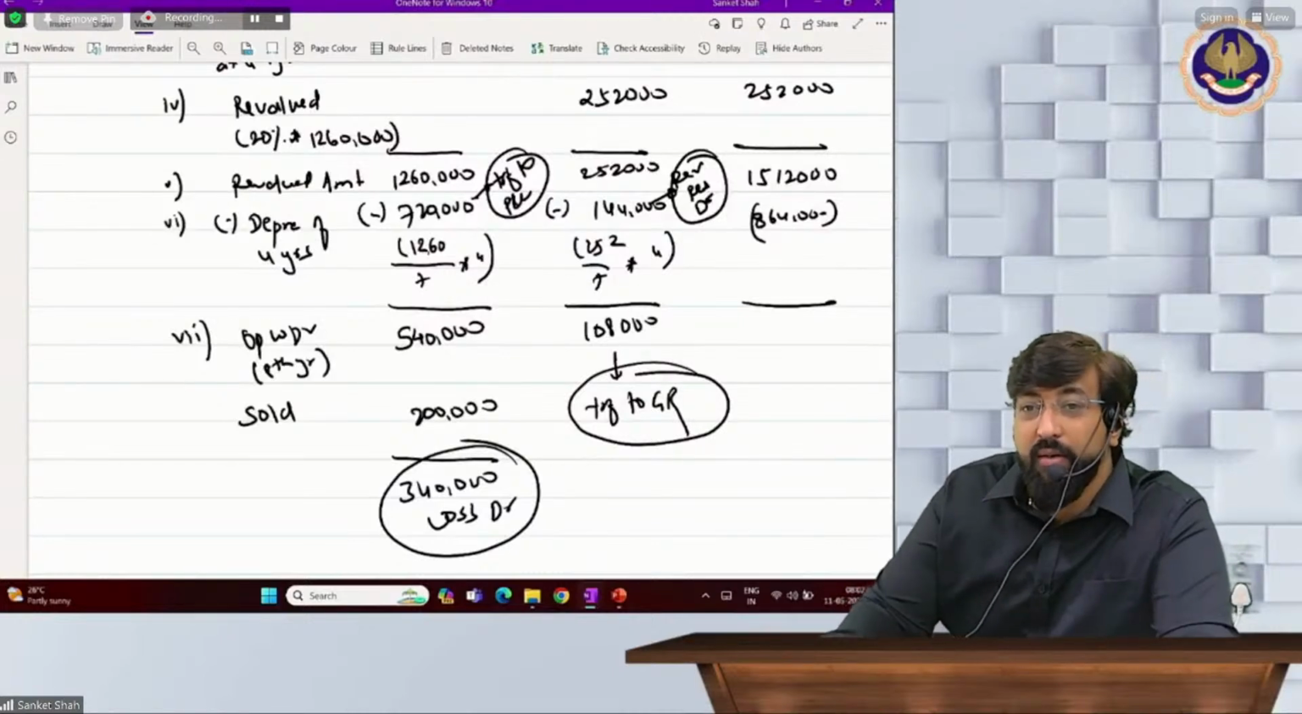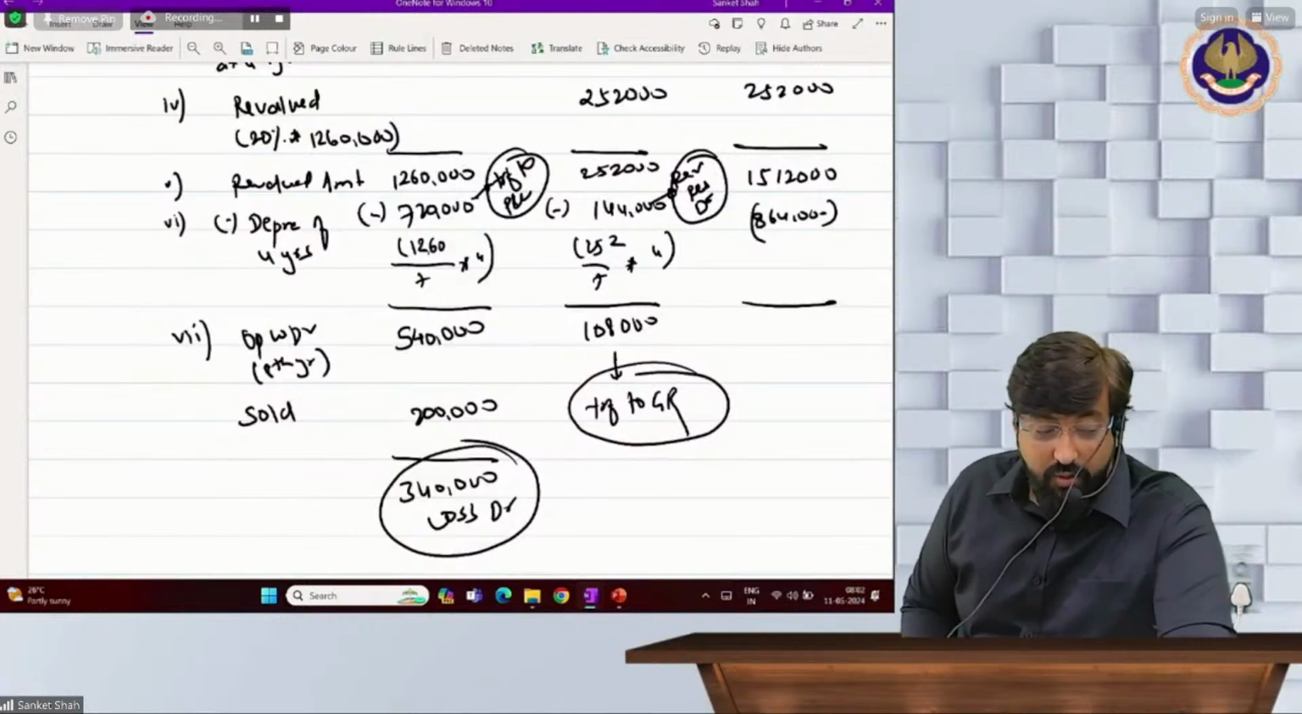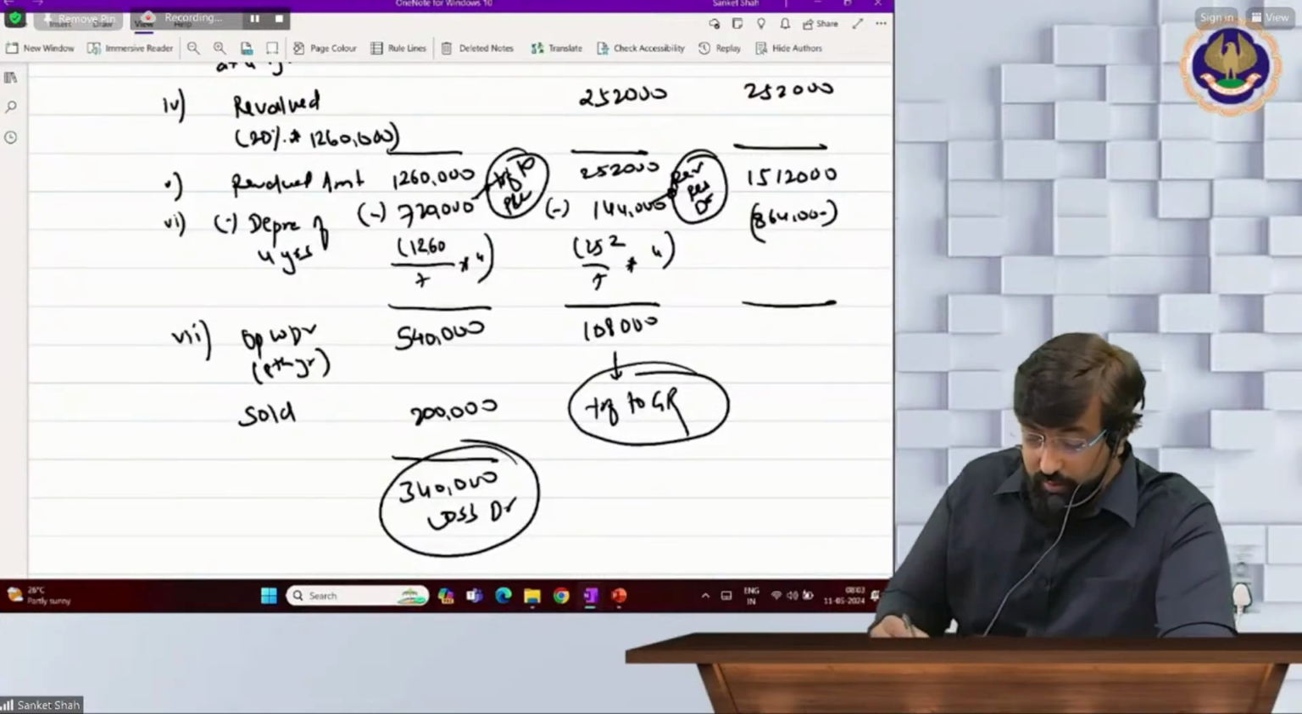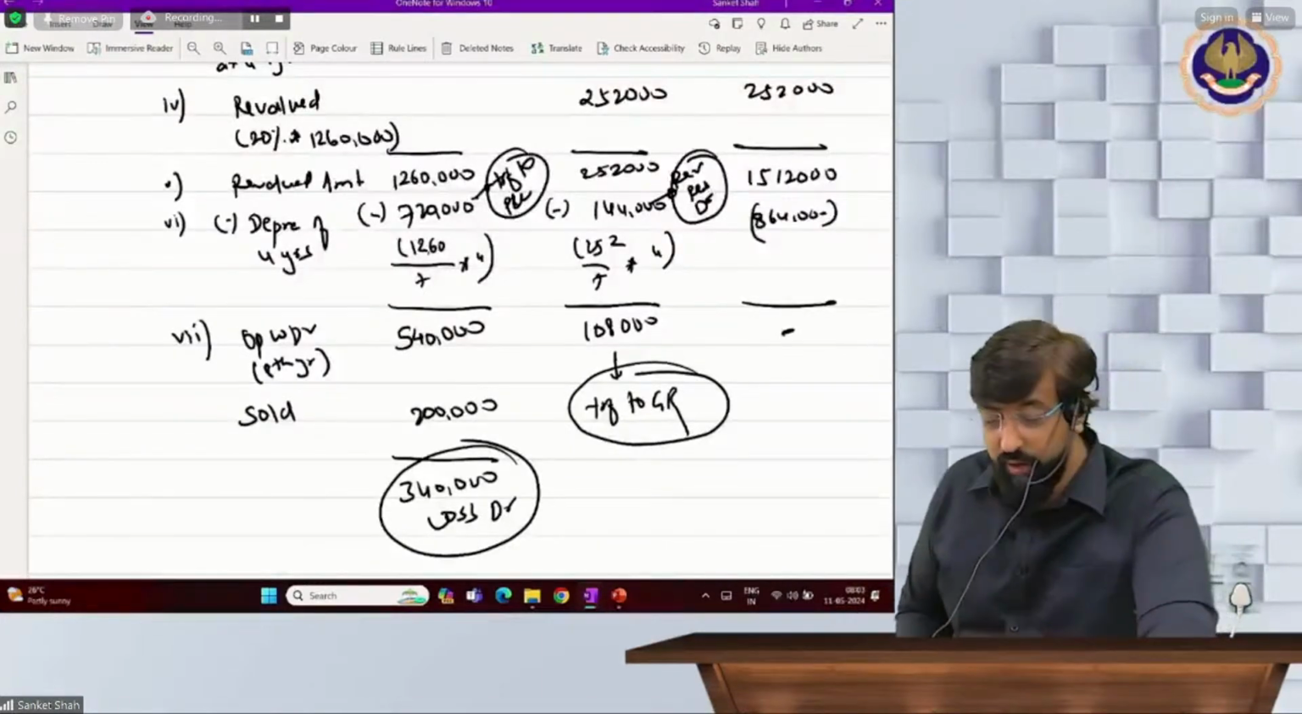Okay. Got the concept? Easy. How you are going to record it? Yes. So 1,08,000 you will transfer to general reserve and the opening part you will consider as a loss. That is the original amount. And here dash, because you are left with zero balance.